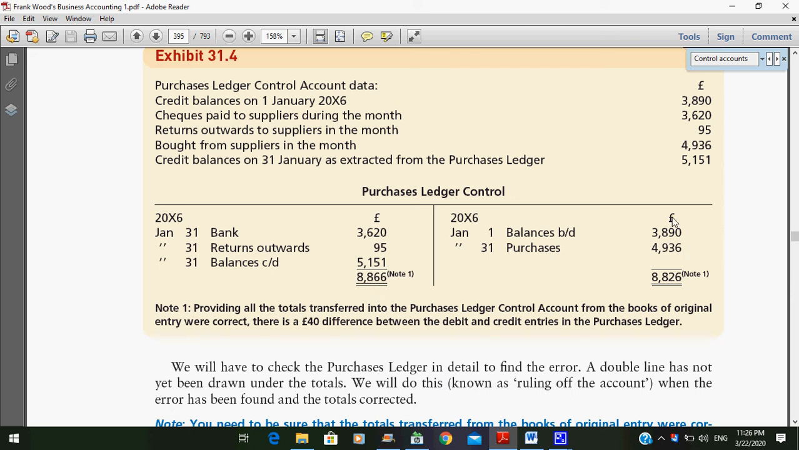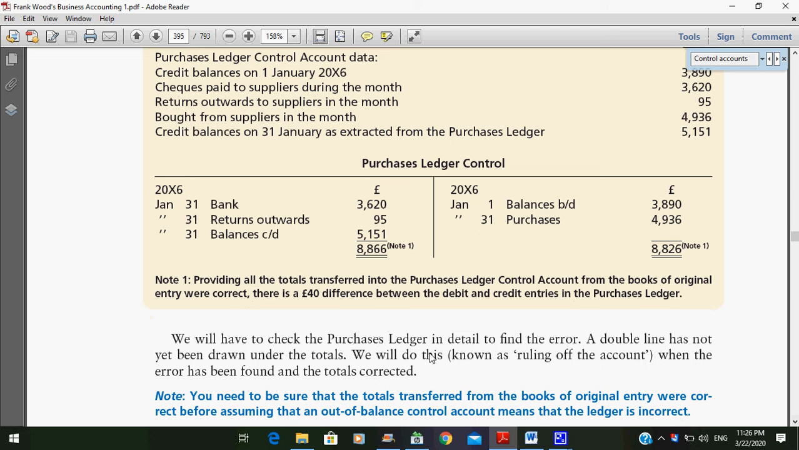For the credit side, I get 8,826. Now, providing all the totals transferred into the purchases control account from the books of original entry were correct, there's a $40 difference between the debit and credit entries in the purchase ledger, right? We will have to check the purchase ledger in detail to find the error. A double line has not yet been drawn on the totals. We will do this when the error has been found and the totals corrected.